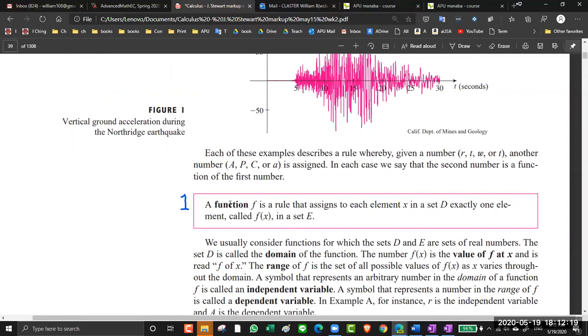Okay, now, what is a function? A function f is a rule that assigns to each element x in one set, D, exactly one element in another set called E. How many people have seen this definition before? Raise your hand.